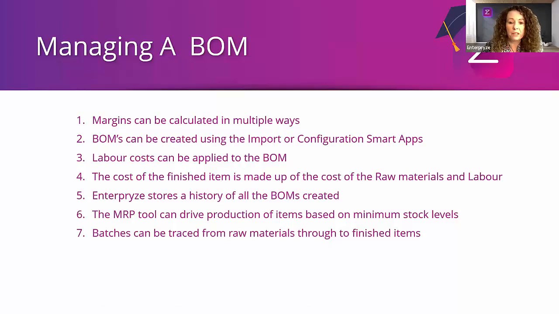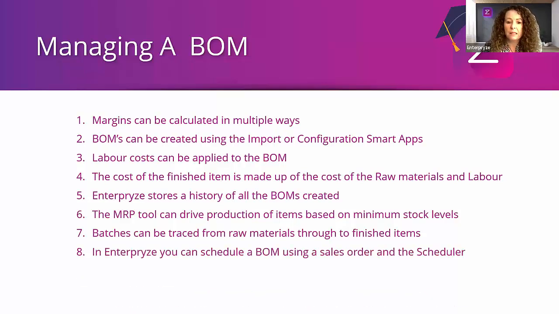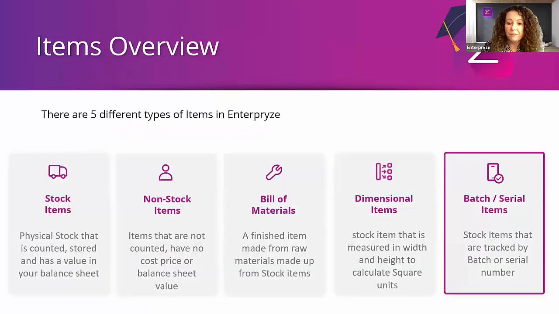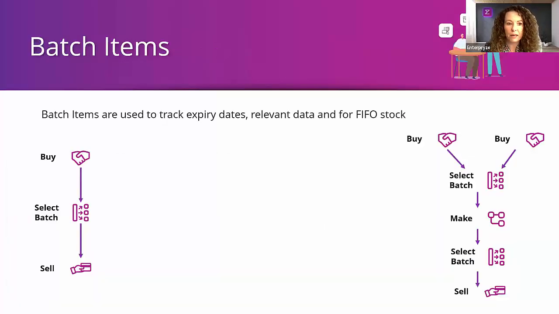We've got a series of reports to track and trace those. You can schedule a BOM, again, through production. And of course, we also have batch and serial items. So these can also be associated with a BOM item as well. So a BOM item can be batch tracked.